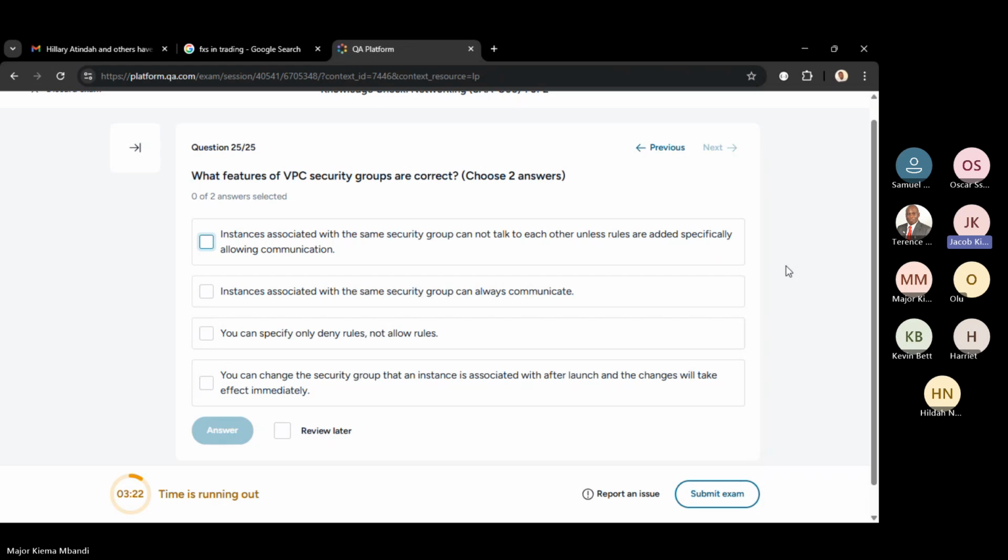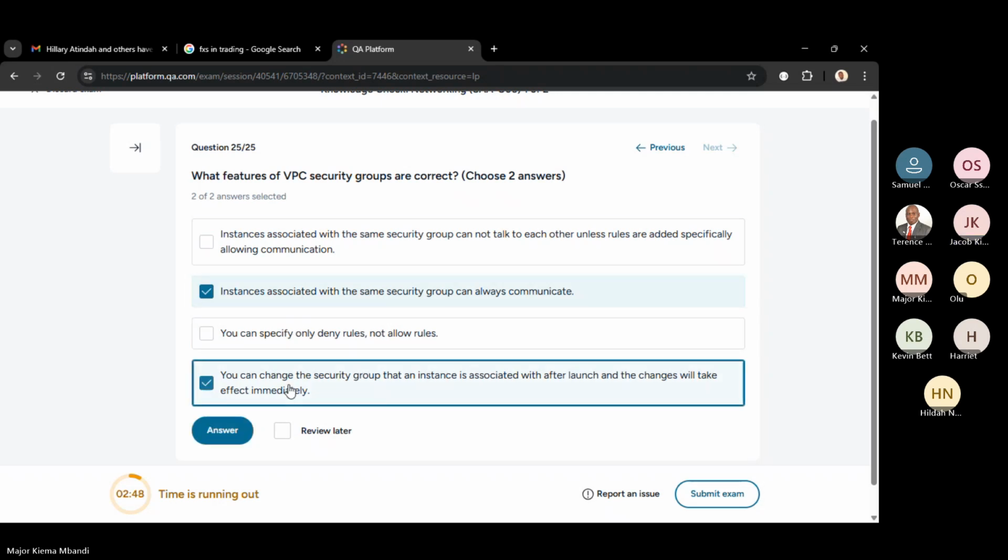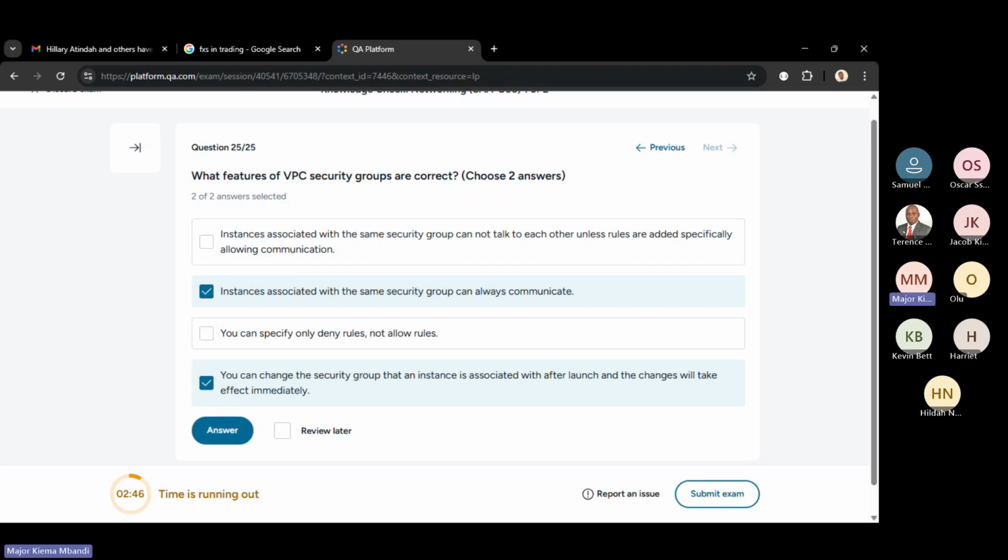What features of the VPC security groups are correct? Instances associated with the same security group cannot talk to each other unless rules have been added specifically to allow communication. Instances associated with the same security group can always communicate. You can specify only deny rules, not allow rules. The last option is you can change the security groups an instance is associated with after launch, and changes will take effect immediately. So I will go with C, B and D. Yep. Okay, we agree, we move.